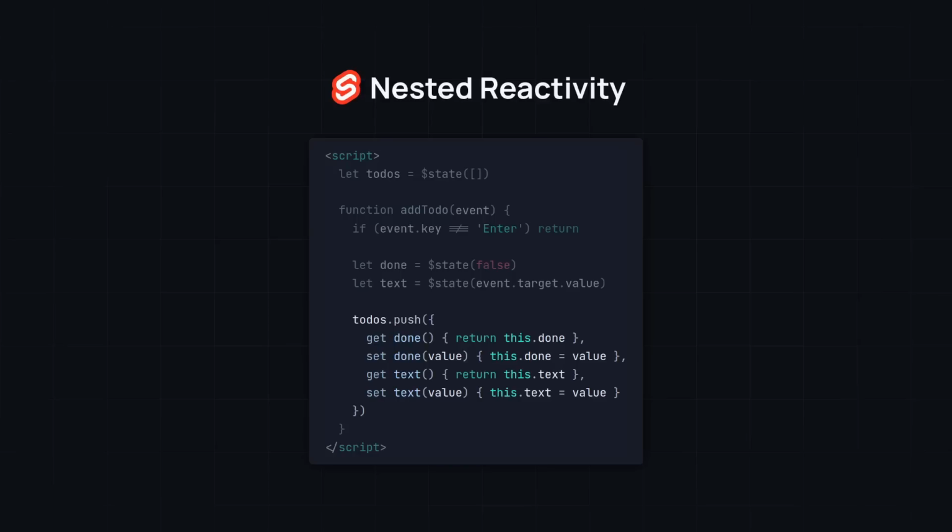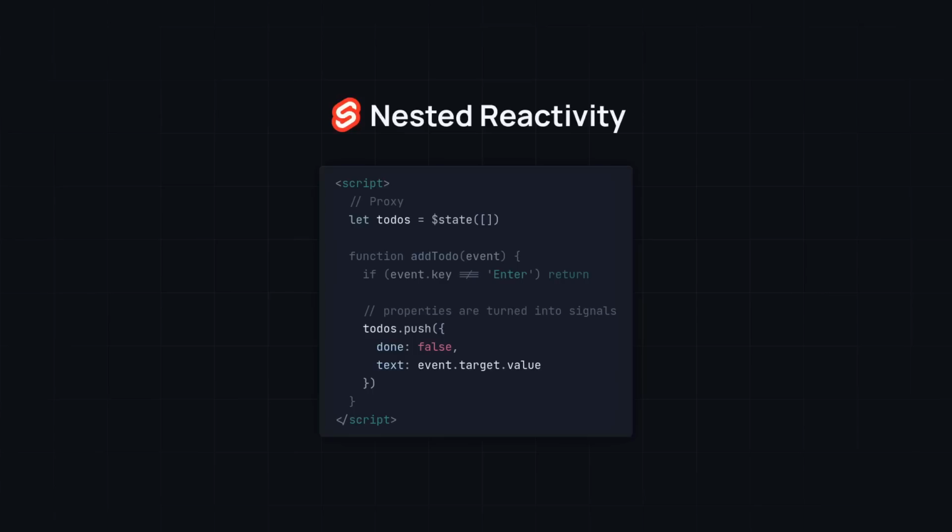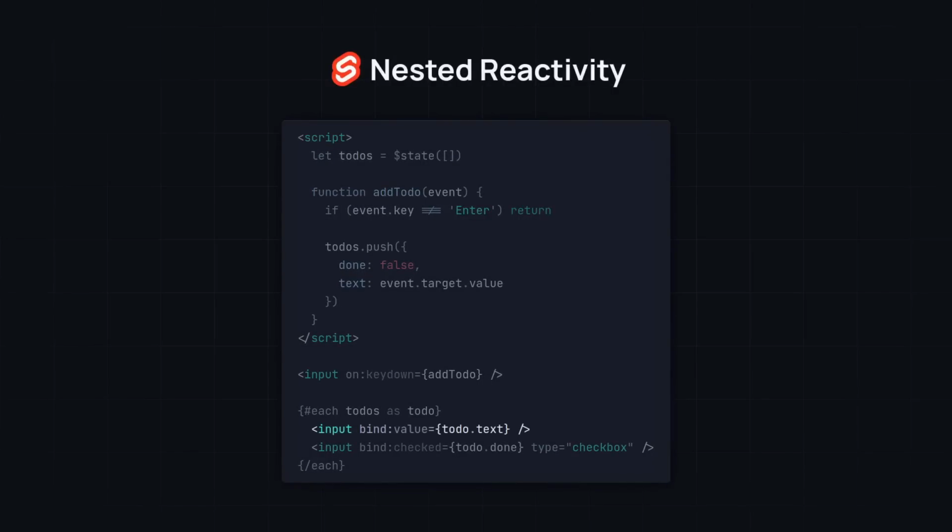This is how you do it in Svelte 5. Since we defined an array, it's already deeply reactive. And now the only thing that you have to do is push the done and text values. And under the hood, todos is a proxy that still uses signals, and Svelte is going to turn the properties on the objects into signals. And now you can simply bind the value of the todo text, and you can also easily bind if the todo is done.